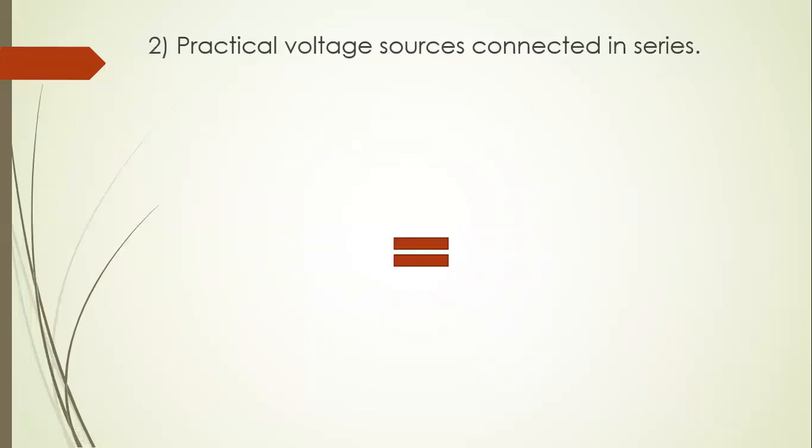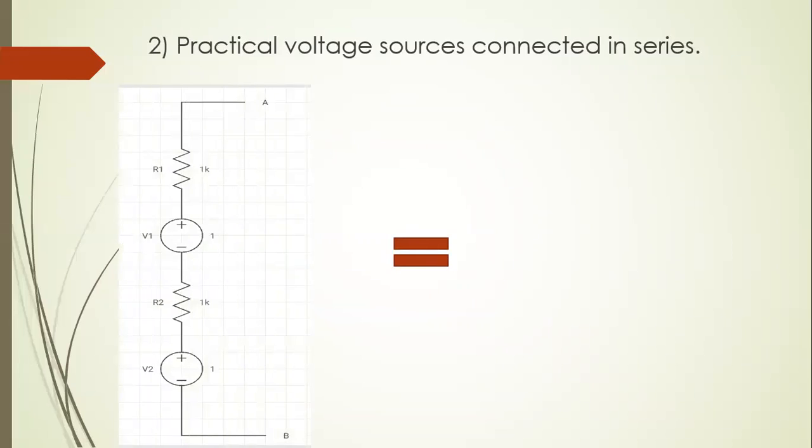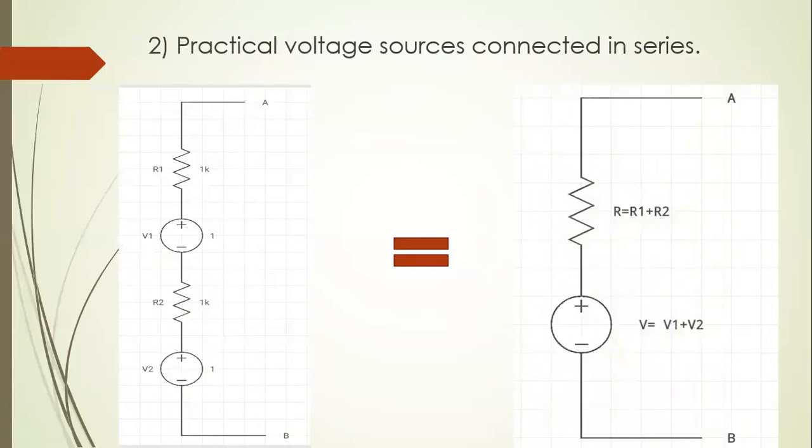So the next is if two practical voltage sources are connected in series. As I told you, the practical voltage sources will have an internal resistance R. So V1 and V2 are both connected in series, hence R1 and R2. We know the formula if two resistors are connected in series, so we can convert that to R is equal to R1 plus R2, and V is equal to V1 plus V2. Hence, it is being reduced to a simple circuit. A complicated one has been converted to a simple one.